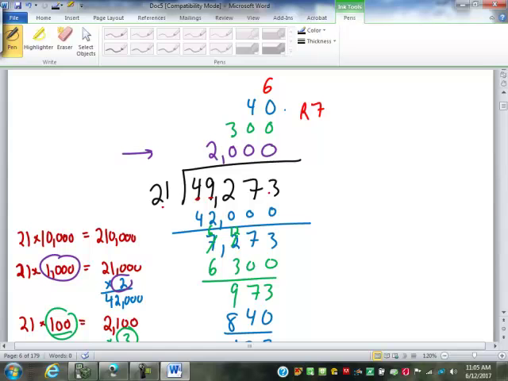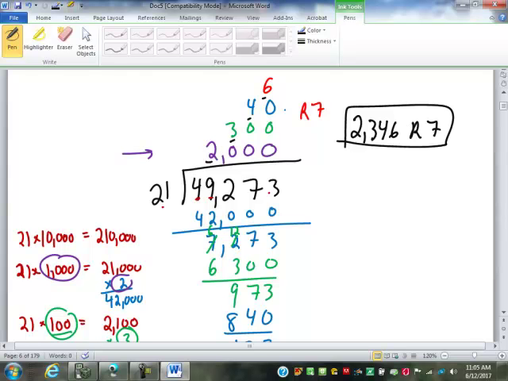So 21 goes into 49,273 2,346 times, with a remainder of 7. That's the full process of long division. Now, I'm willing to guess that none of you have ever seen that whole thing. Yeah, a lot of shortcuts in there.